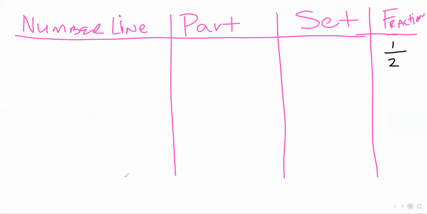So we're going to model this in multiple ways. We're going to model it as a fraction set. We're going to model it as a fraction part. We're going to model it on a number line. So let's start with the number line. Now, this is what is tricky.